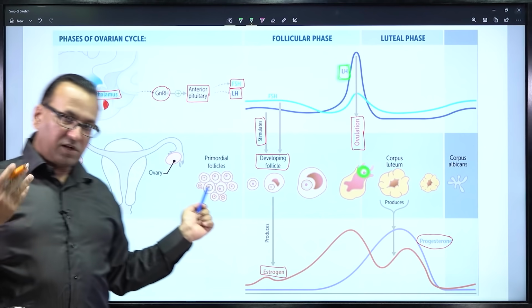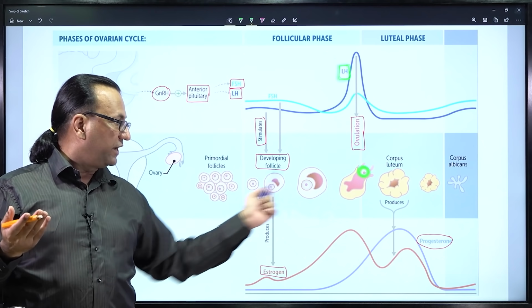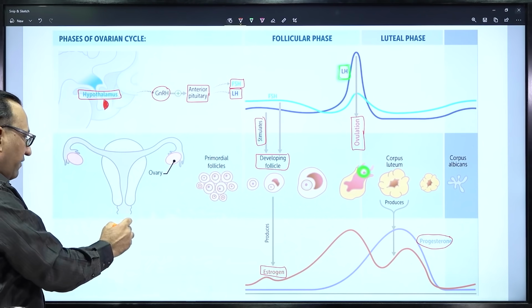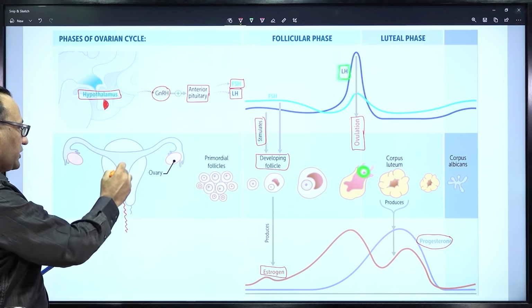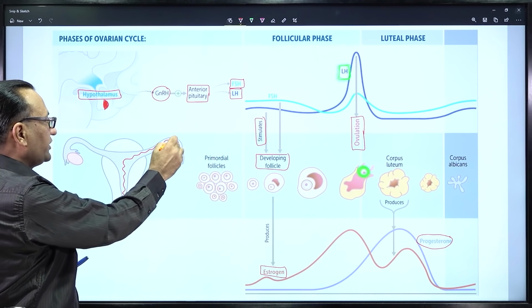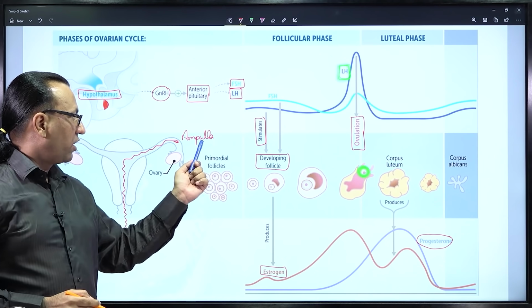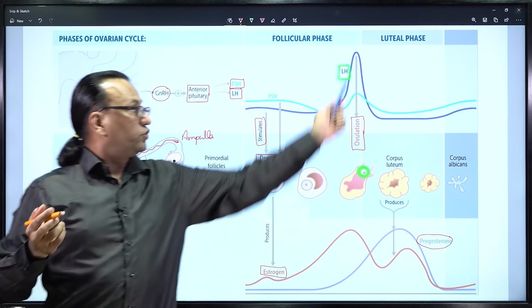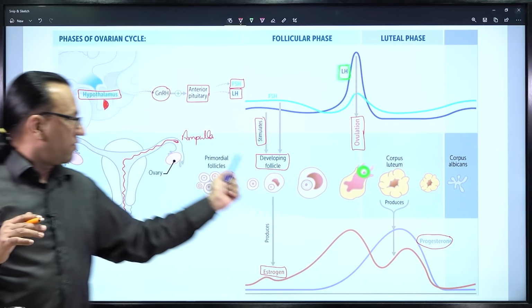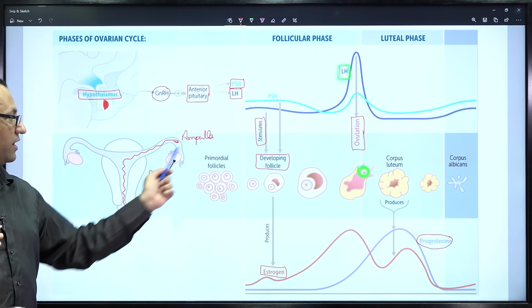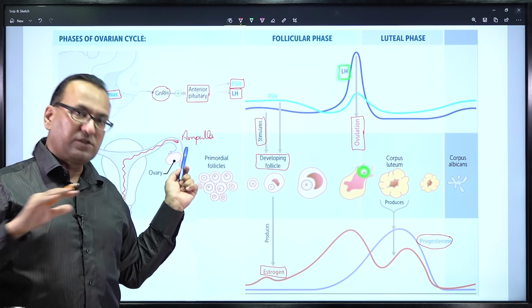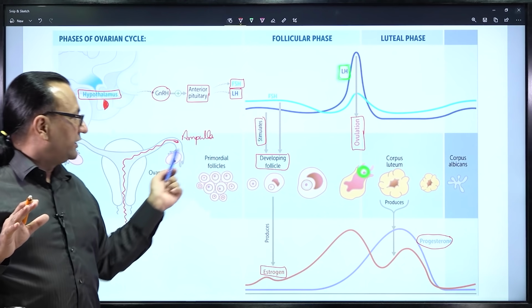Now, if there was a copulation occurring before ovulation and the sperms have entered through the vagina, cervix, uterus, and uterine tube, reaching the ampulla of the uterine tube, they would be waiting for the secondary oocyte. But usually this will not be the case. We will not have the sperms available here. So most of the time during the menstrual cycle, there is no fertilization occurring.